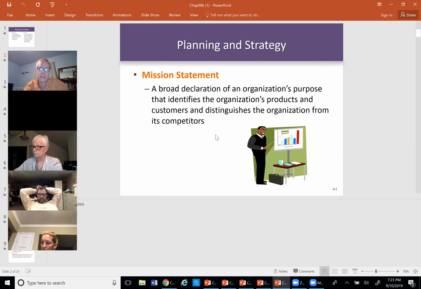Most of you have heard of the mission statement. Sometimes I get the question, what's the difference between mission and vision? A mission is a broad declaration of an organization's purposes, and it could identify the organization's products, but it doesn't have to. So why the organization exists is what the mission statement should be about. The vision statement is our vision for the future. Where do we want to go?